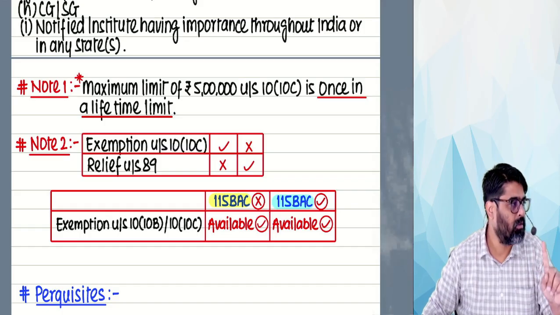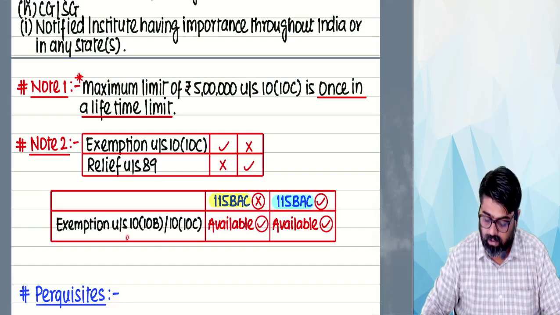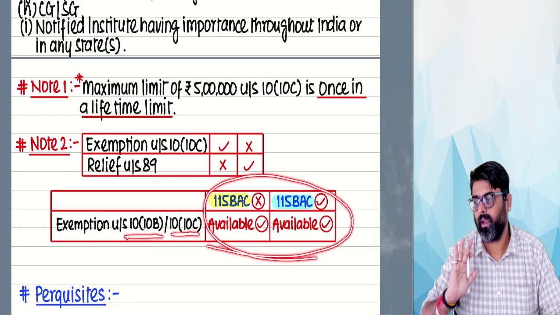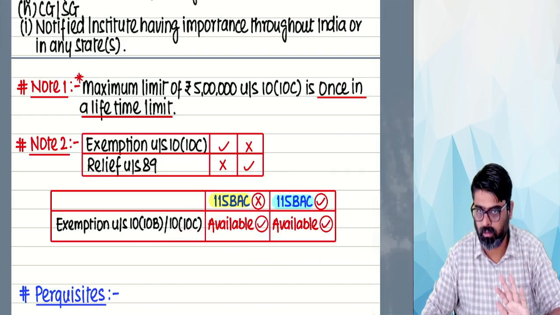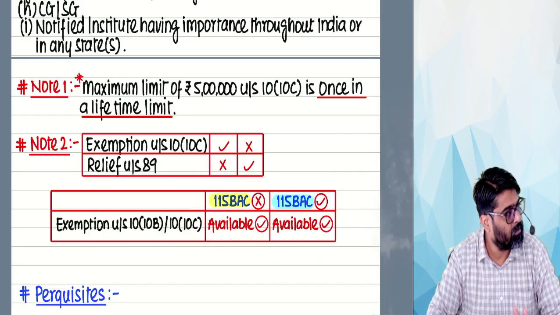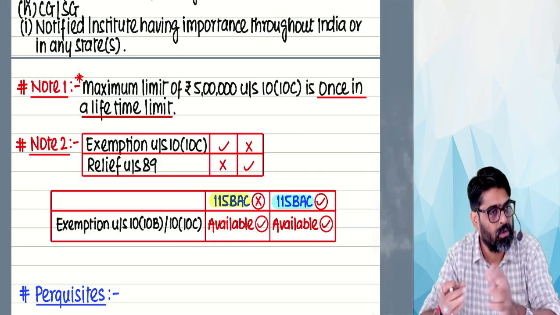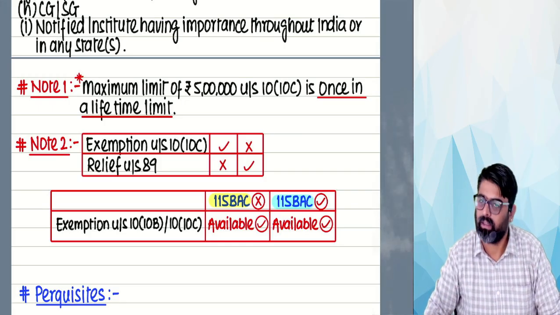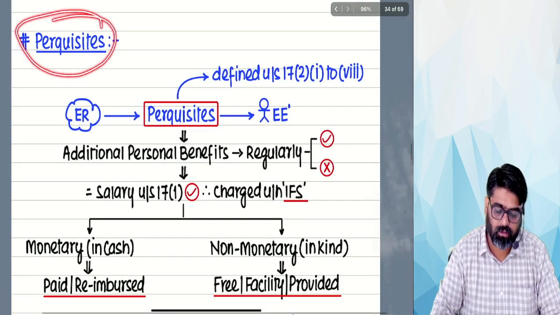If you follow 115BAC or you don't follow 115BAC, 10(10B) and 10(10C), both exemptions will be available. Meaning exemption for retrenchment compensation will also be available and exemption for VRS compensation will also be available, if you follow 115BAC or you don't follow it. Understanding? Now, the next part is perquisites.